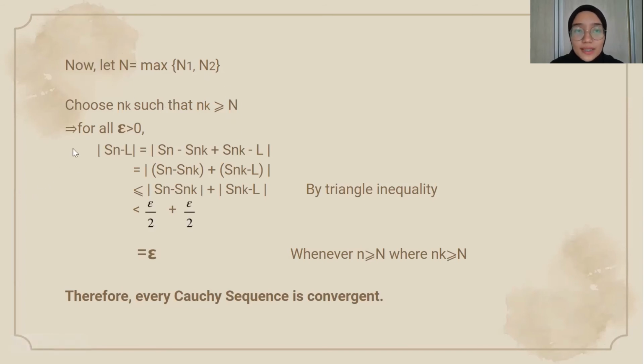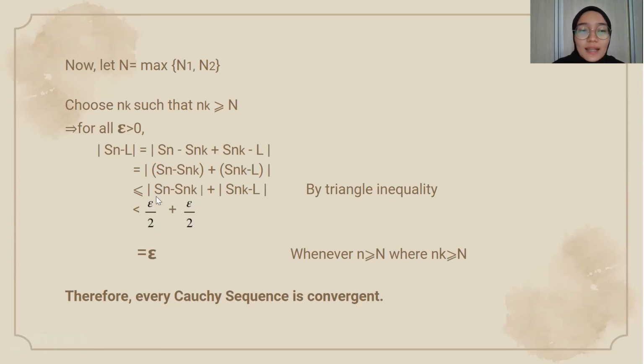So for all epsilon greater than 0, we have the absolute value of Sn minus L equals Sn minus Snk plus Snk minus L. We put the minus Snk plus Snk to cancel each other, and we want to group this as two terms here. So we have |Sn - Snk + Snk - L|, and by the triangle inequality, this is less or equal to |Sn - Snk| + |Snk - L|.